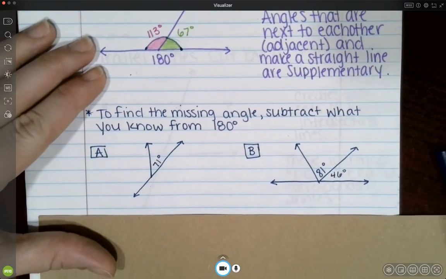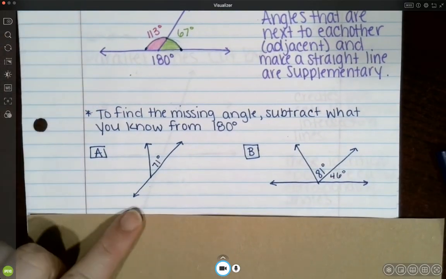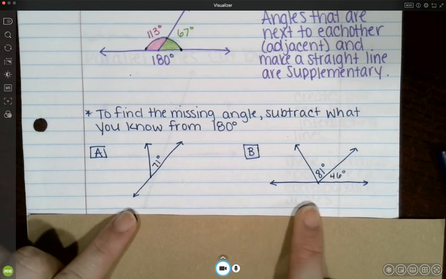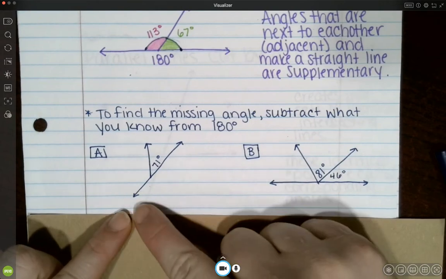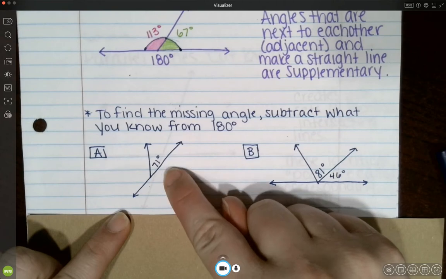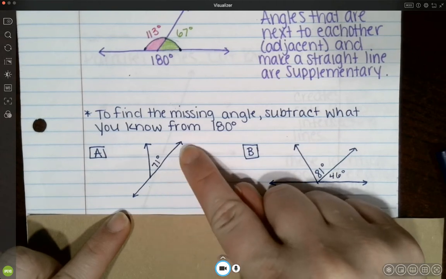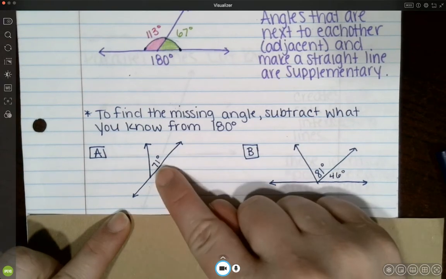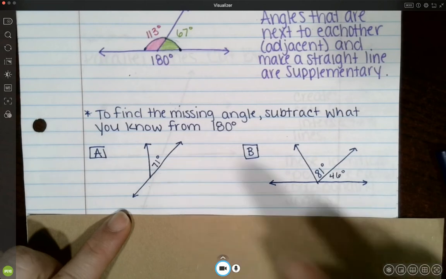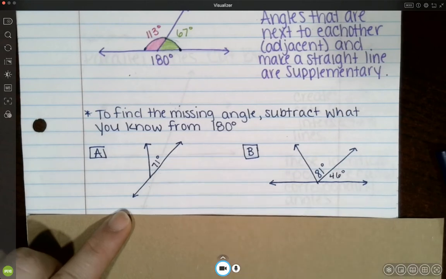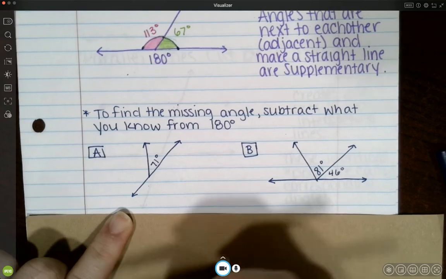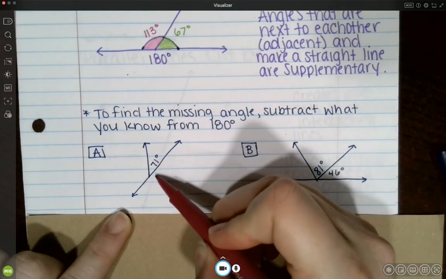All right, so here we have two examples. One of them was just cut once, and one of them was cut twice. We have a straight line. Now I know it kind of looks a little curvy there, but I'm telling you it's a straight line. And I'm telling you that one of the angles is 71. Again, the work that we do is because we know that together they make 180 degrees.